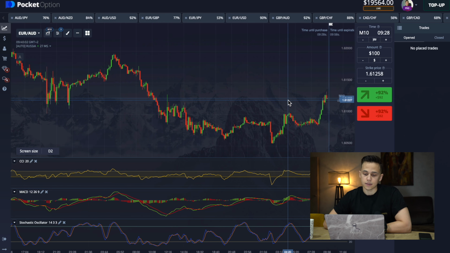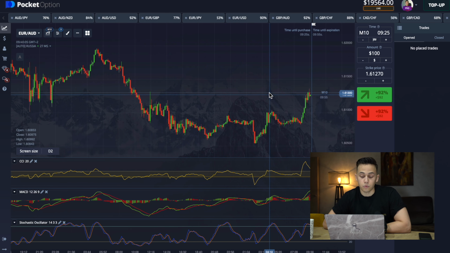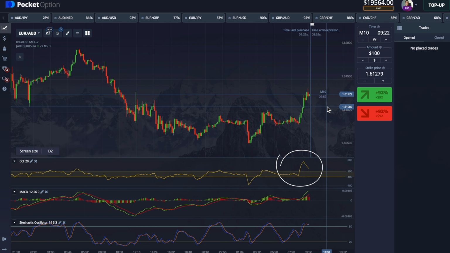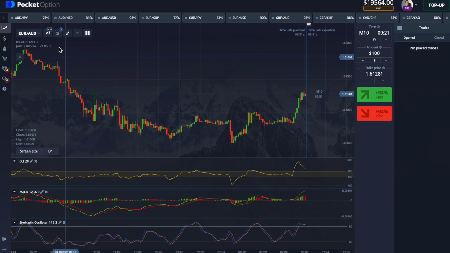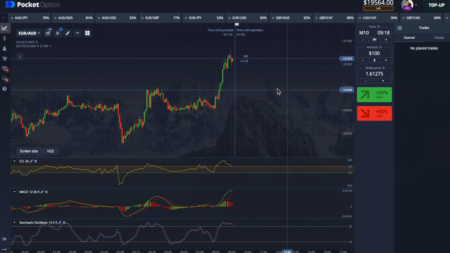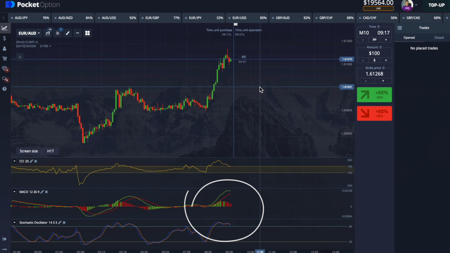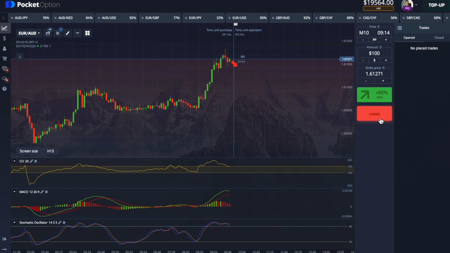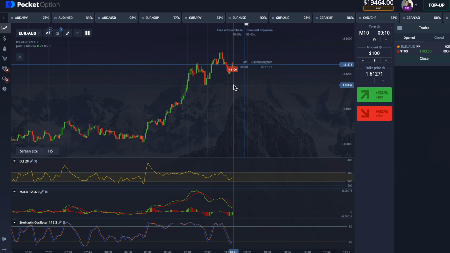Now let's have a look at this 10-minute time frame chart with some indicators along the way. The CCI indicates that the market has long been overbought and that the price is starting to plummet. The 5-minute time frame stochastic and MACD also indicate that the market is to go down. So I buy a 10-minute put option.